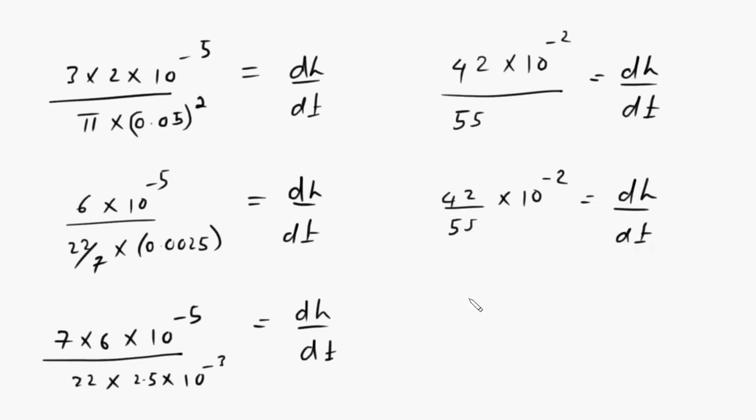So when I take 42, I get 0.764 times 10 to the power negative 2 is equal to dh/dt. So this one now is the rate at which, so okay, let me just conclude it. So my dh/dt is just equal to 0.764 times 10 to the power negative 2. So this one is meters per second.